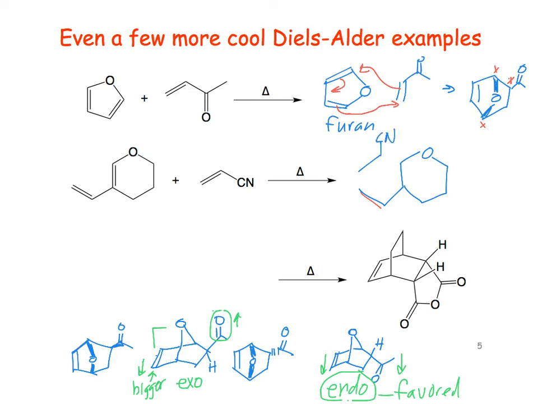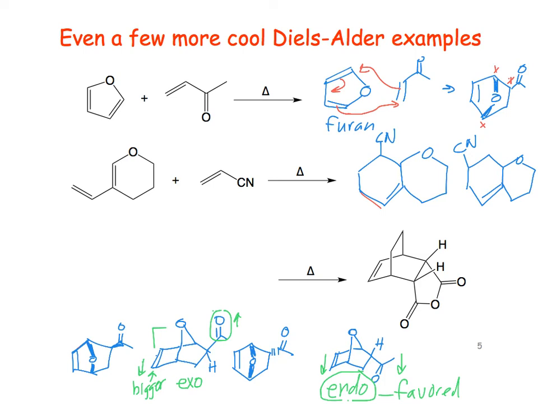So the CN is a nitrile, like this. Or, I made that too big. Or this. Right, so the nitrile could be in either of those two positions. So which one do you think is going to be favored? Second one? So how do we tell? What would we need to do?